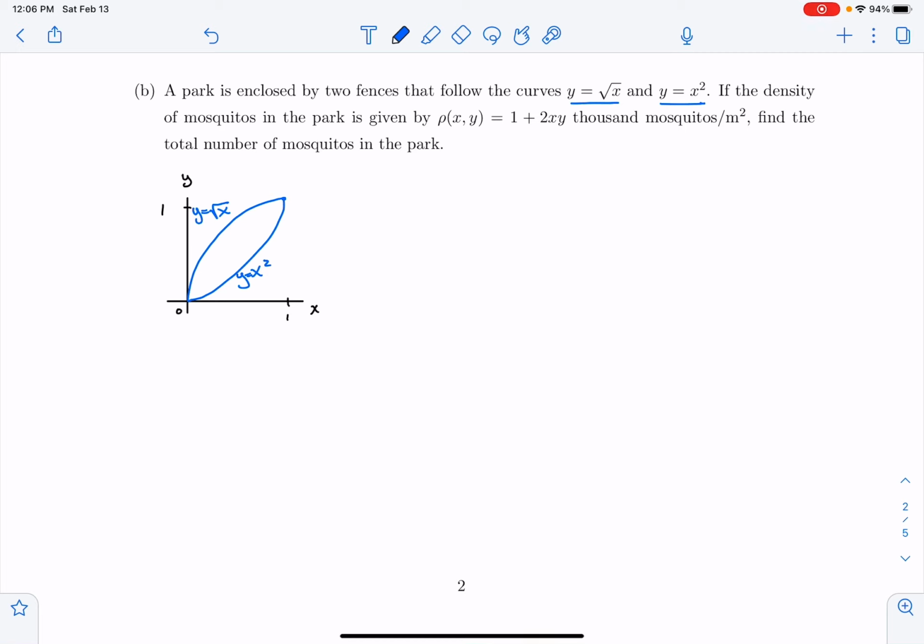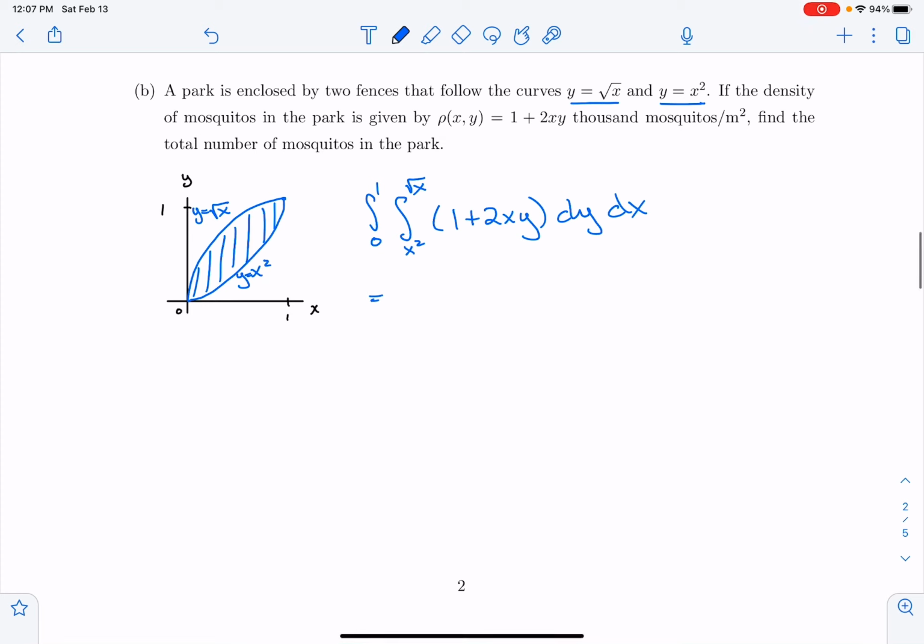So this total number of mosquitoes is going to be the integral, because I'm going to integrate the density of mosquitoes. So it's the integral from 0 to 1, that's the limits that I have in x. And then the y limits, it's between the two curves, x squared and square root of x. So I'm finding the area between square root of x and x squared, that's this region right here. I want to integrate that density. That density is 1 plus 2xy dy dx.